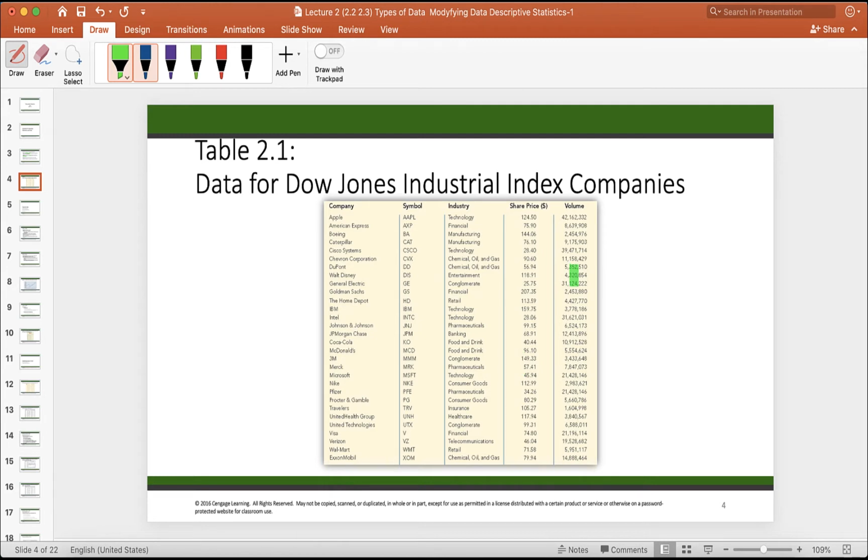So this type of data is actually called cross-sectional data because it's a snapshot of data at one point in time. That's not the only type of data that we can have, as we will see shortly. Let's move on.